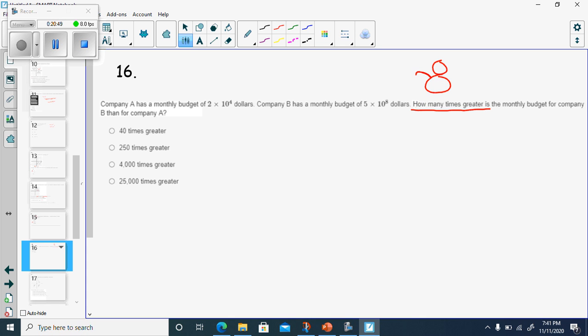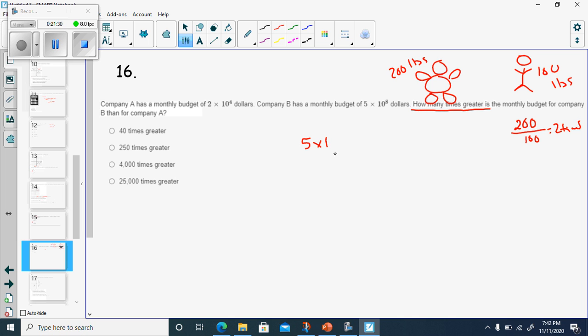What if you have the big heavy kid who weighs 200 pounds, and you got the little bitty kid who weighs 100 pounds? How do I figure out how many times heavier this kid is than that one? I would divide the 200 by 100, and it would tell me he's 2 times bigger, right? So when we say how many times greater, we are dividing, and you put the bigger one on top. 5 times 10 to the 8th is the bigger one. 10 to the 4th is a smaller one.